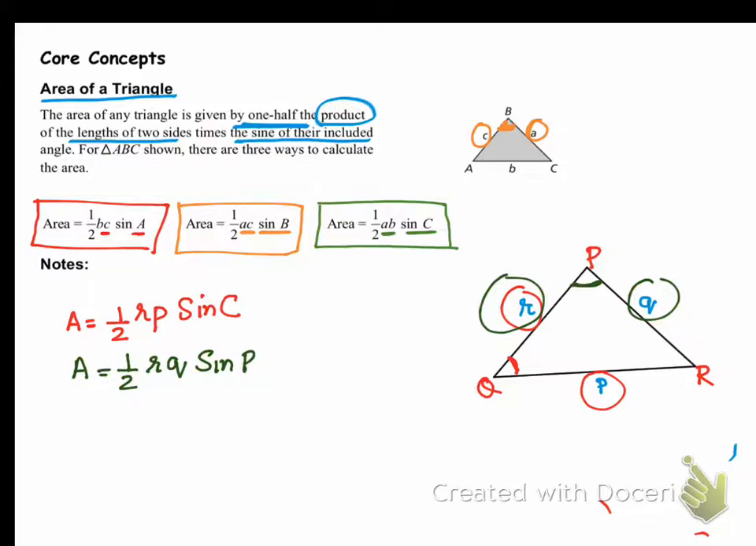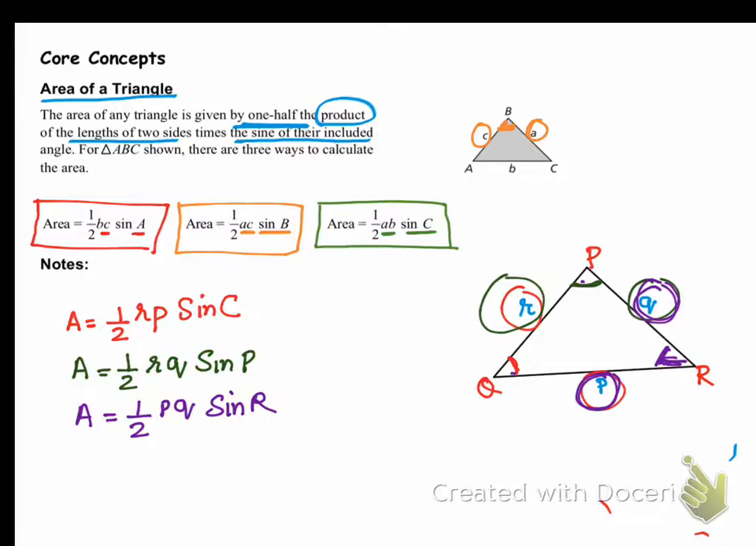Let's change it to a different one. Suppose I am interested in p and q, these two sides. So my area formula is half pq sine of which angle? Just think about it. Because I'm taking p and q, I cannot pick the other two angles, I have to pick this one, angle R. So sine of angle R. This is how you write your area formula.